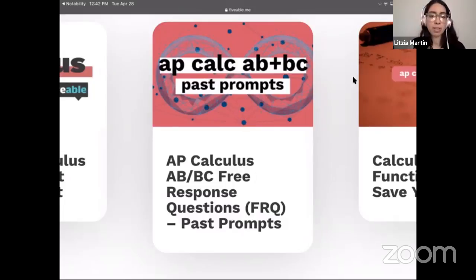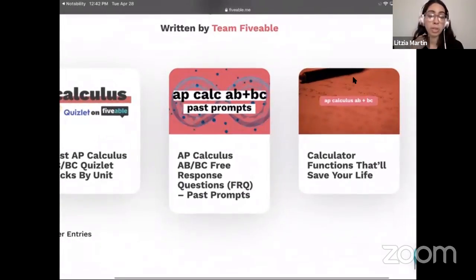Not just the ones that I've assigned, but there's some that you can go in and just look for yourself and practice some for yourself. So I recommend that you do that in your own time.